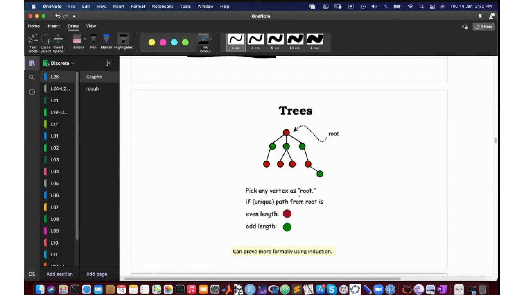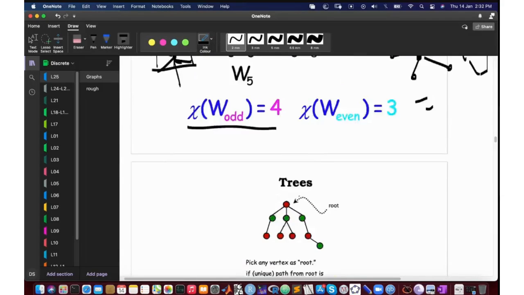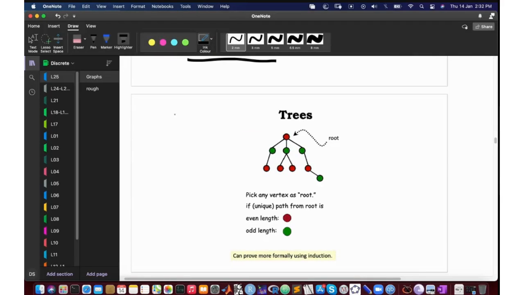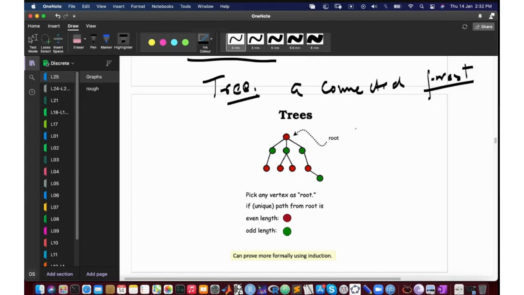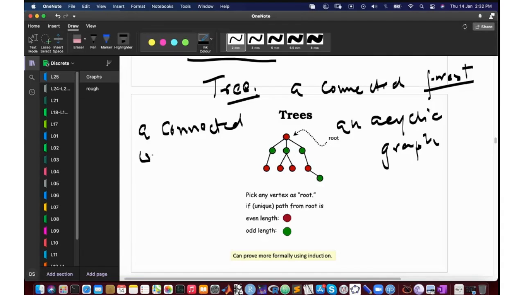How about trees? What do you guys think? How many colors do you need? Sir, first define what a tree is. Sure. I think we defined it earlier, but a tree is a connected forest, and a forest is an acyclic graph. So a tree is a connected graph without any cycles. This graph must be connected, but it must not have any cycles.